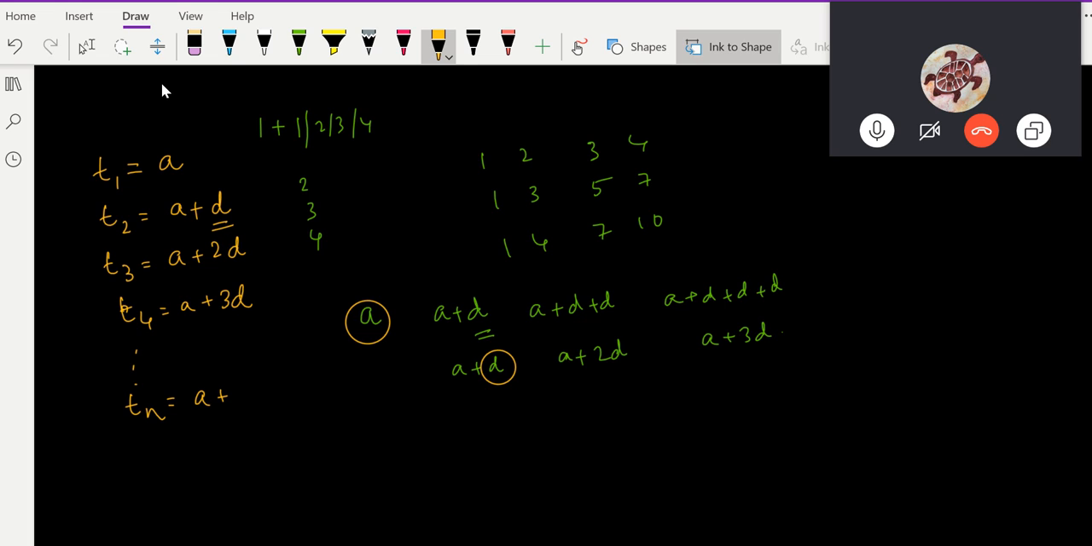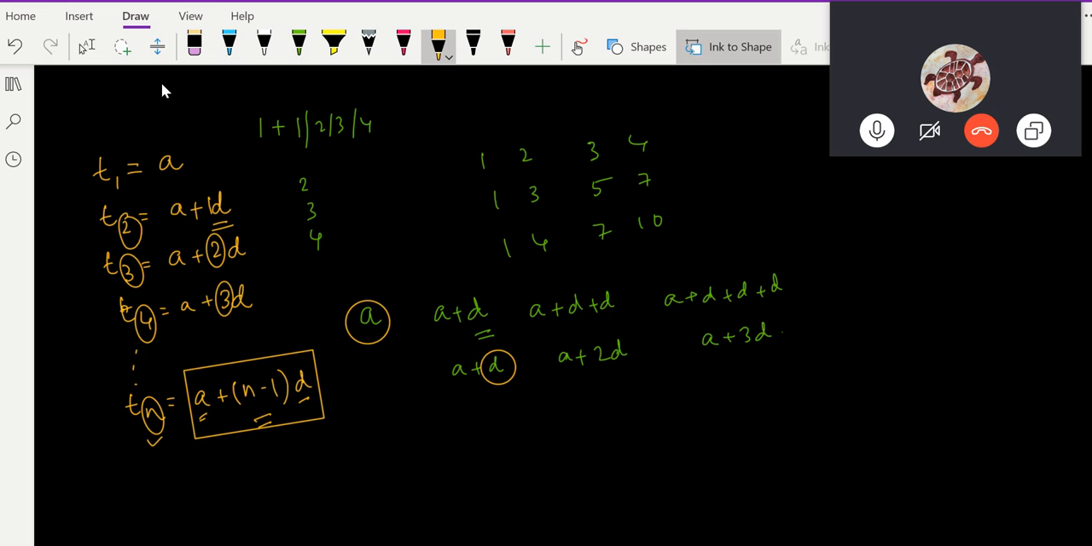Look at the sequence. When this is 2, this is 1. When this is 3, this is 2. When this is 4, this is 3. So when this is n, this would be n minus 1 D, right? Why n minus 1? Because the first term is A. And to that, I am adding d n minus 1 times to get n, Tn, right?